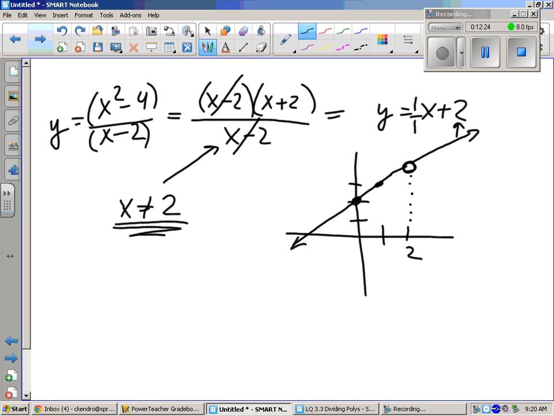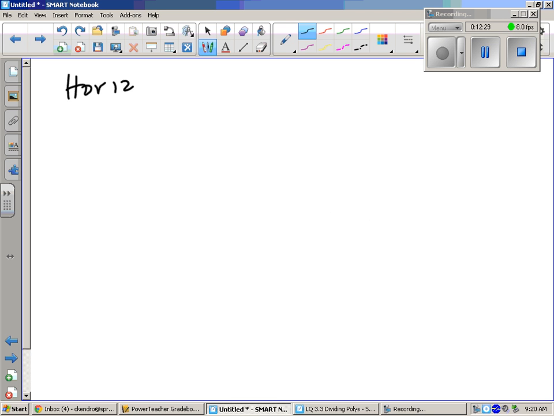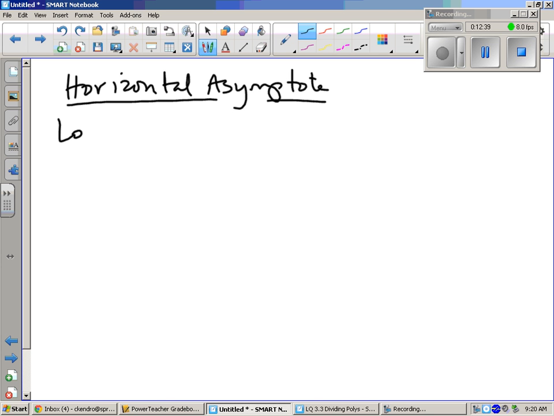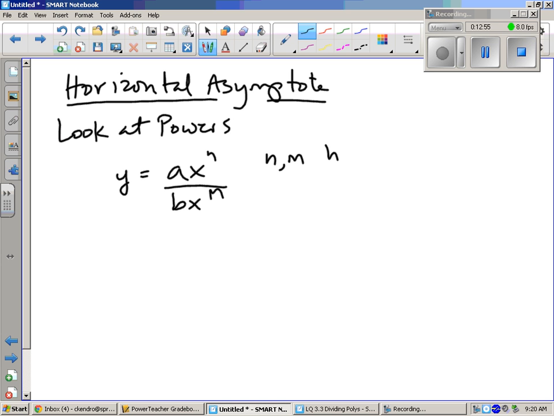All right, a couple more ideas. Horizontal asymptote. We already did vertical. Vertical has to do with the denominator. Horizontal asymptote is a little different. You have to look at the powers in the rational equation. So if I have y equals ax to the n over bx to the m, n and m are the highest power in the numerator and the denominator.